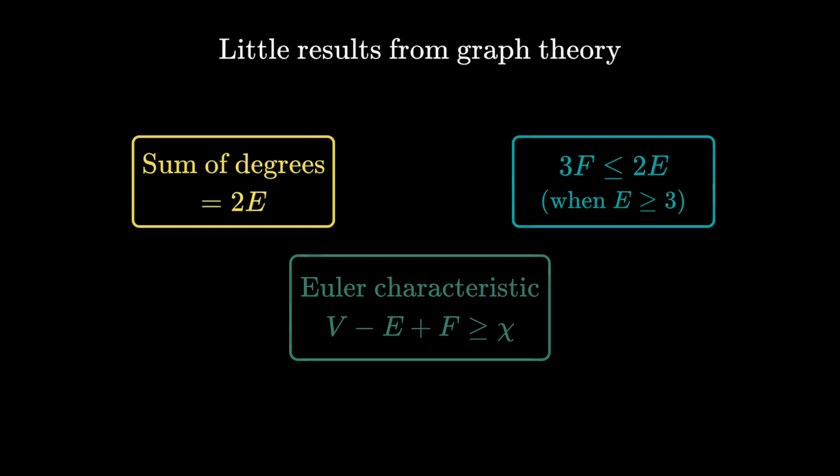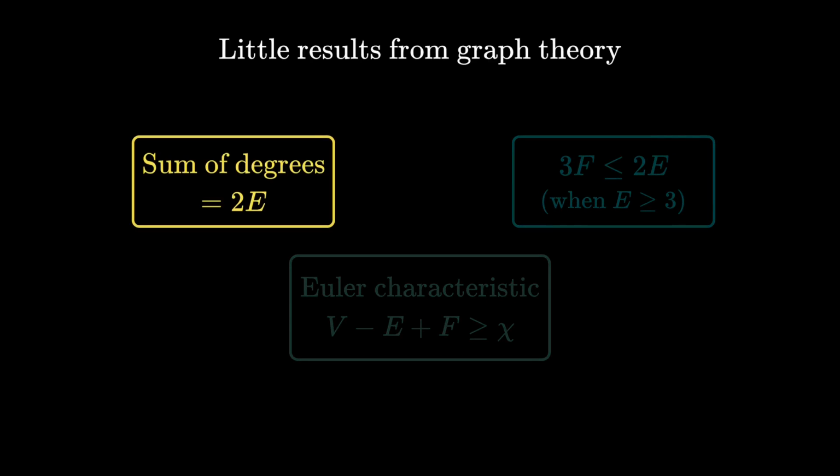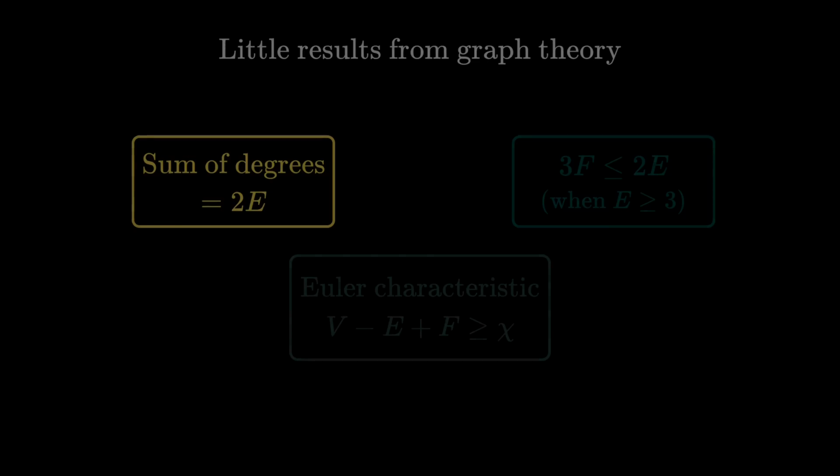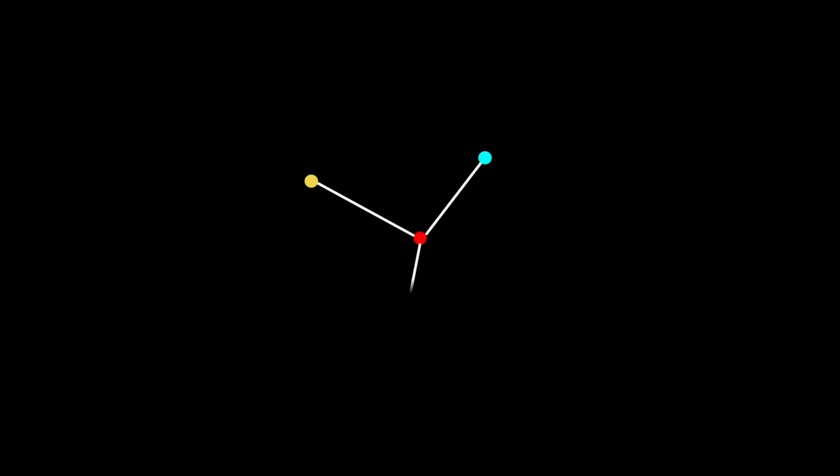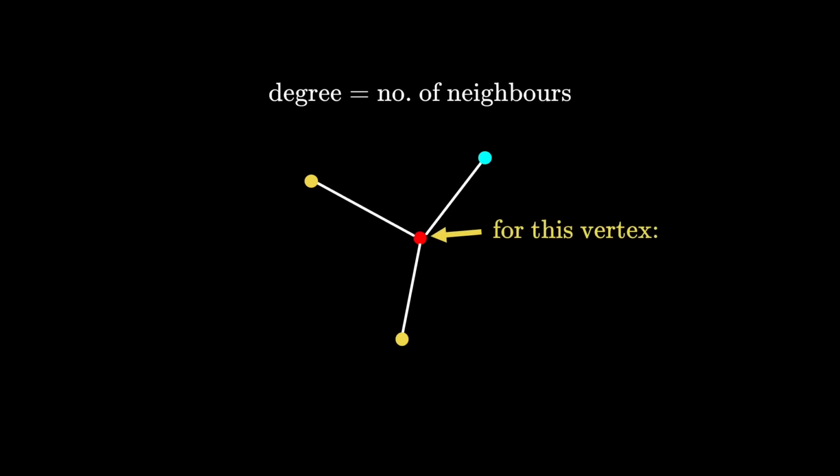Let's start with the first one, which you might have seen before. In a graph, any vertex may link to any number of vertices. We can define the degree of a vertex to be the number of neighbors it has. In this case, this red vertex is connected to 3 others, so its degree is 3.